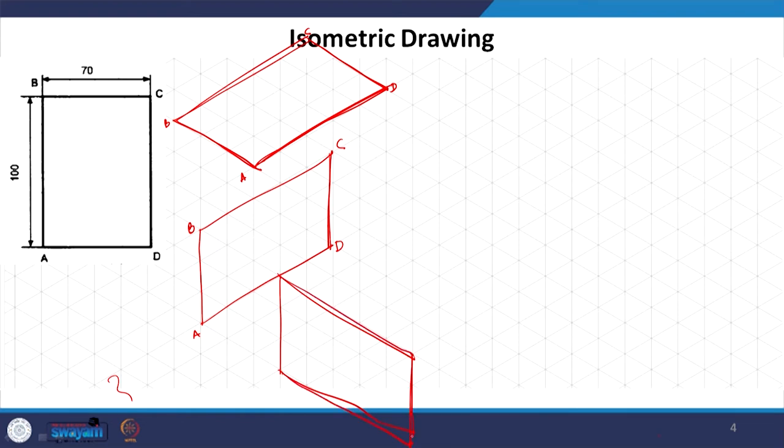Now you can again reinforce the principles that we've been following. Anything which is parallel in the object: you will always see BC is parallel to AD, whichever way it is kept in isometric, because it is parallel in the object. The same thing, AB is parallel to CD. It depends upon how the plane is kept, but the fundamental remains. Parallel lines of the object remain parallel to each other in the isometric drawing also.